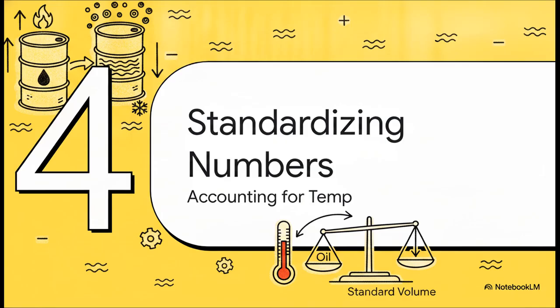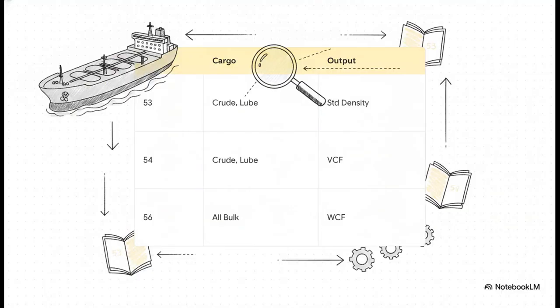Part 4. Standardizing the numbers. Accounting for temperature. Now, what's really interesting about this slide is how we handle temperature. Because oil expands when it's heated and contracts when it's cooled, a volume measurement on its own is entirely useless for commercial billing if you don't standardize it. That is where the international ASTM petroleum measurement tables come in. They act as the ultimate industry cheat sheets for standardizing cargo.